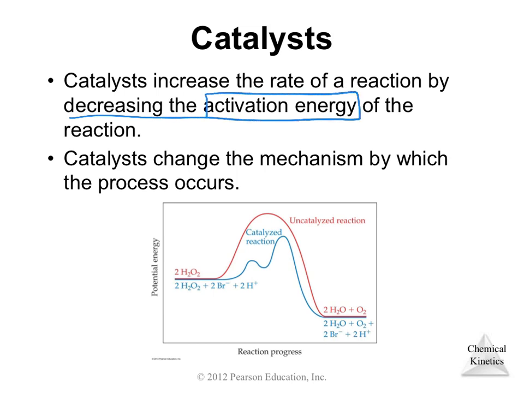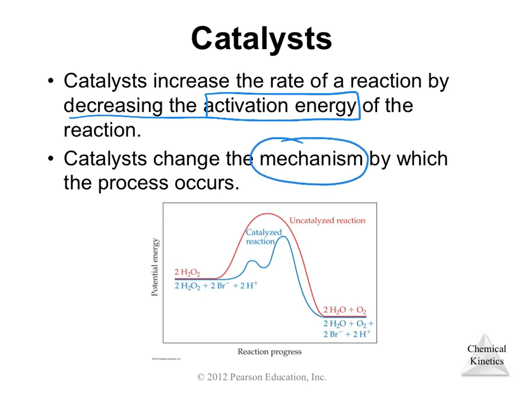So we learned a couple days ago that when you look at the energetics diagram, the higher the activation energy, or the higher kind of that hump that you have to get over, the slower the reaction is going to be. So if we can lower that hump, that activation energy, then we can get a reaction going faster. So catalysts don't change the reactants or the products, they change the reaction mechanism.